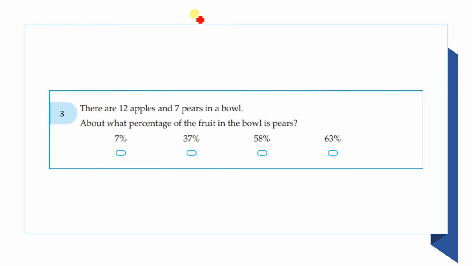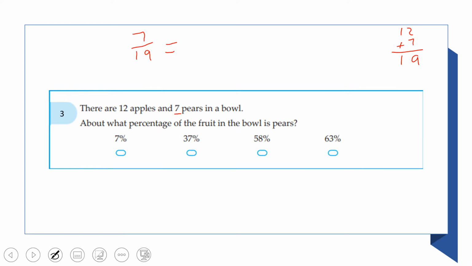First up, we have to look at how many total options there are. If there are 12 apples and 7 pears, we just need to add the 2 together, and that will get us the total amount of fruit in the bowl, 19. We want to figure out the chances of getting a pear out of those 19 fruit. We've already been told there are 7 pears. So we are trying to convert the fraction 7 over 19 into a percentage, and that will get us our answer.